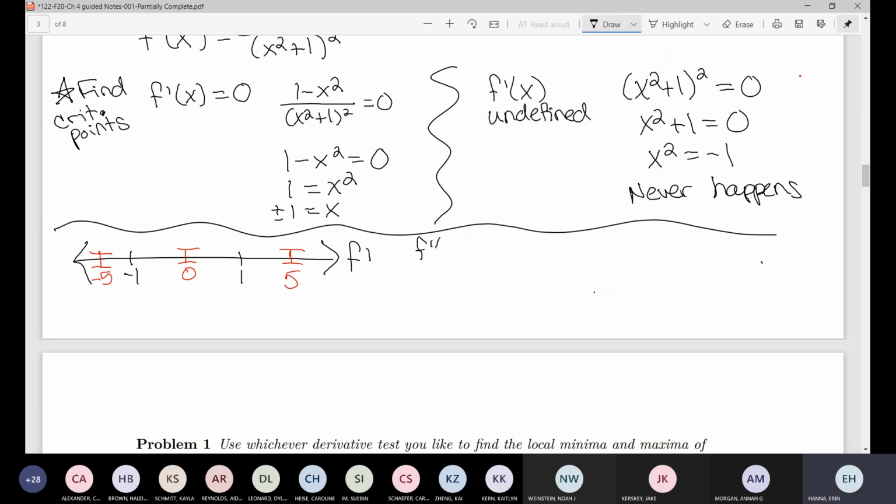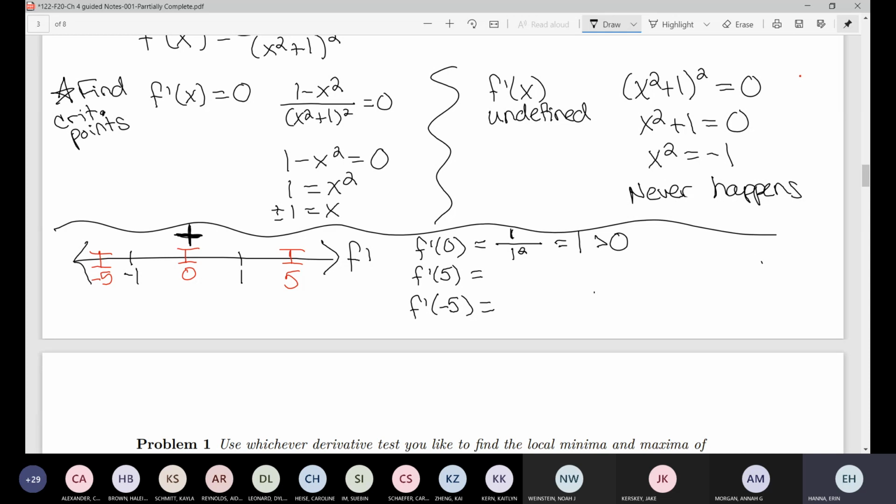Plug those into the derivative. Running out of time. We're going to get 1 minus 0 is 1, over 0 plus 1, which is 1, all squared. So that's 1. 1 is positive, so we're going to put a positive on that piece.